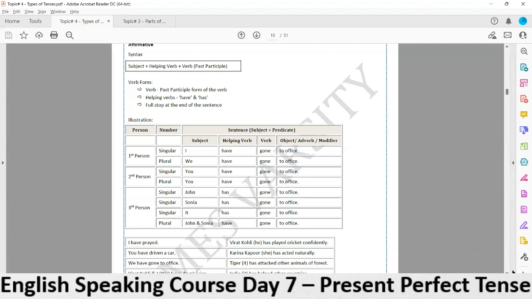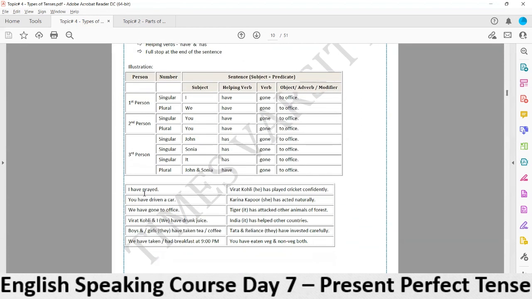For example, I have prayed. You have driven a car. You have gone to office. Virat and I have drunk juice. Boys and girls have taken tea or coffee. We have taken breakfast at 9 p.m. Sorry, it should be a.m., because breakfast is normally in the morning time.